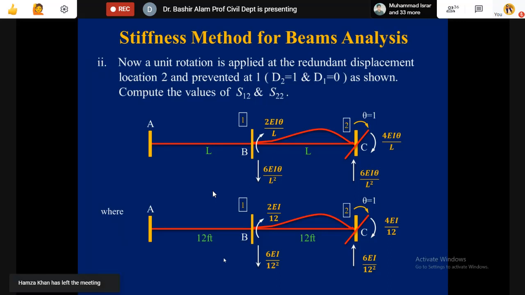S12 क्या होगा? सर, 2EI divided by 12. 2EI और थीटा हो गया, 2EI और 12 हो गया, और यहाँ से लेफ्ट साइड से क्या आ रहा है? 0 आ रहा है. सो जी सर. This is 2EI और क्लॉकवाइज में, सो this is 2EI. और S22 कितना हो जाएगा? This is your S22, 4EI. थीटा तो आपका वैसे भी 1 है, सो we don't write it here now. सो 4EI और 12 हो गया.